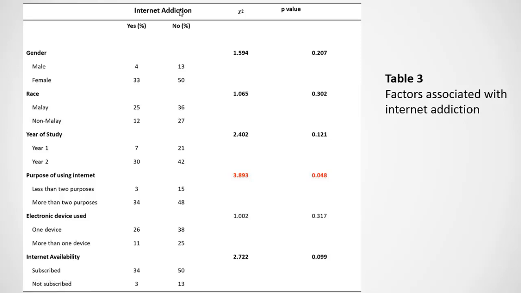For the purpose of using the internet, we have divided into 2 categories, which are less than 2 purposes and more than 2 purposes. The p-value of the purpose of using the internet is 0.048, which is less than 0.05. It shows that there is an association between purpose of using the internet and internet addiction.